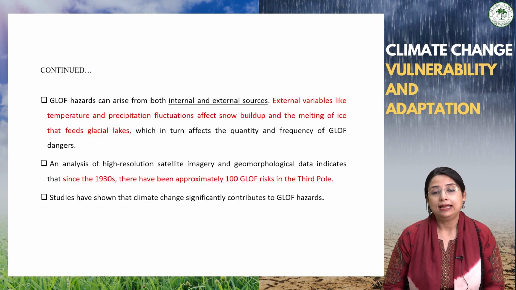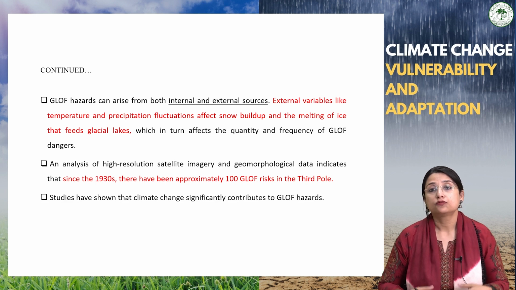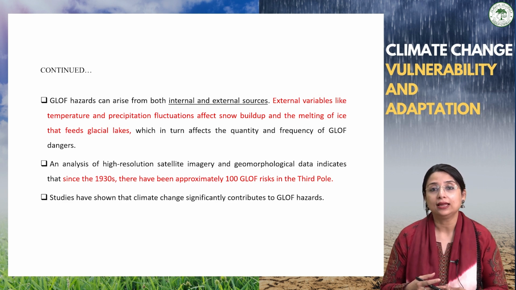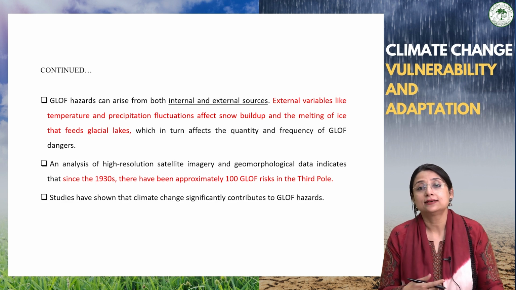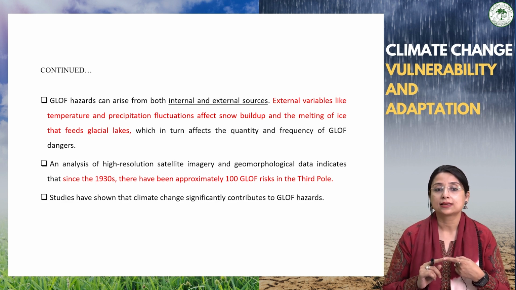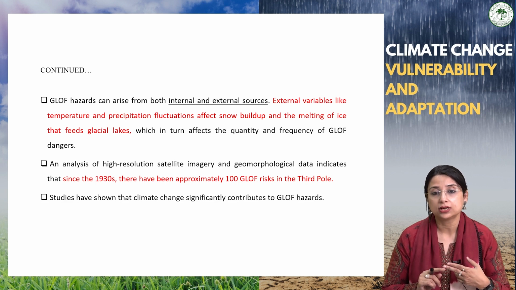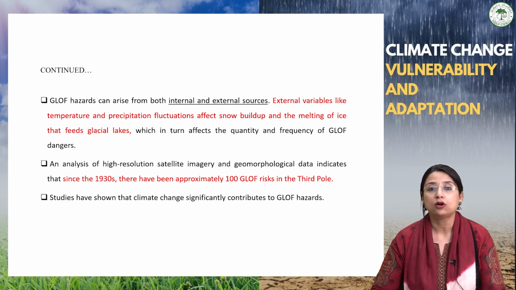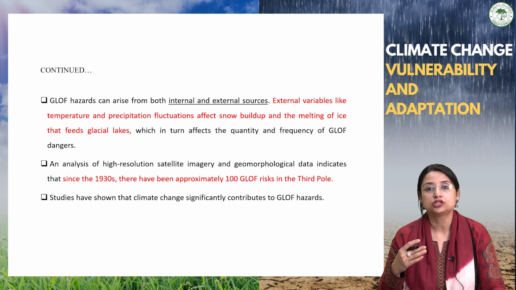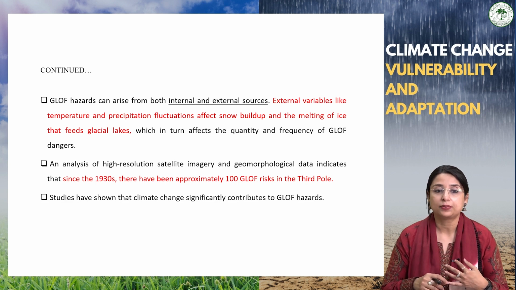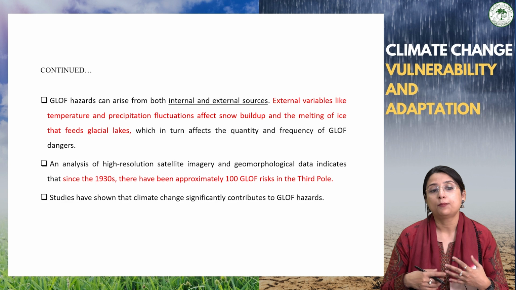Glacial lake outburst flood hazards can arise from both internal and external forces. Both these forces can cause the glacial lake outburst hazard. The external forces may include temperature changes and the changing pattern of precipitation, and these changes affect the snow buildup and the melting of ice which feeds the glacial lakes. Certainly, if the temperature rises, snow melting will take place, glaciers will melt, and it will add more volume of water to the glacial lakes. That's why among the external forces, temperature and changing pattern of precipitation play a very important role.